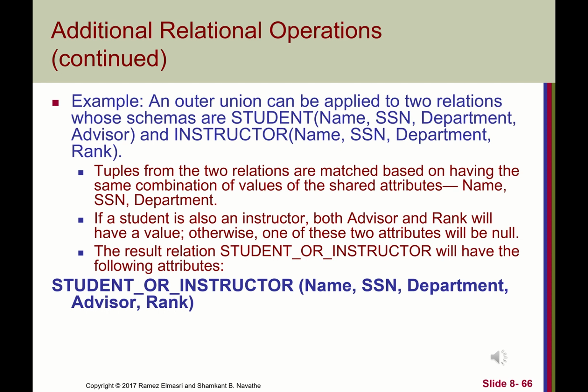If a student is also an instructor, both advisor and rank will have a value; otherwise, one of these two attributes will be null. The result relation student_or_instructor will have the following attributes: student_or_instructor(name, SSN, department, advisor, rank).